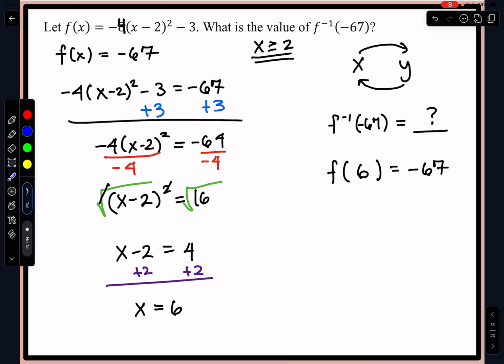And because the inverse is going to switch the x and the y, that means that f inverse at -67 has to give me the output value of 6. So there is your answer. How cool is that?